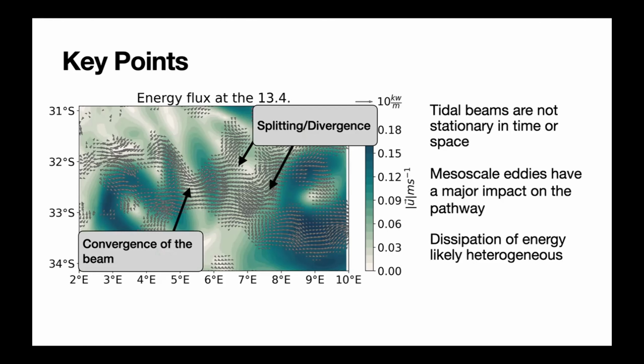What I want you to remember from this talk is that tidal beams are not as stationary in time or space as we might believe if we just look at the mean pictures we get from satellite altimetry or mean model calculations. Mesoscale eddies do have a major impact on the pathway of energy. This might also impact the dissipation of energy, because it's likely not homogeneous across the tidal beam, and we don't have a slow thinning out of the energy while it's crossing a basin, but it might be much more localized and depending on the background field.